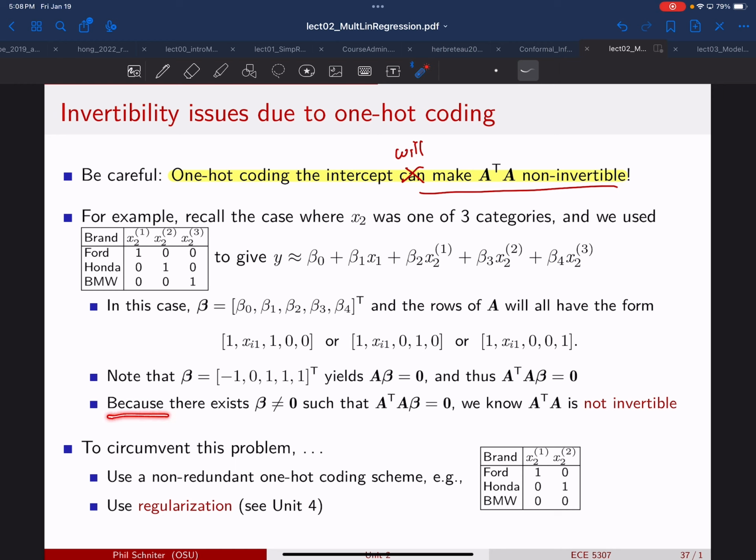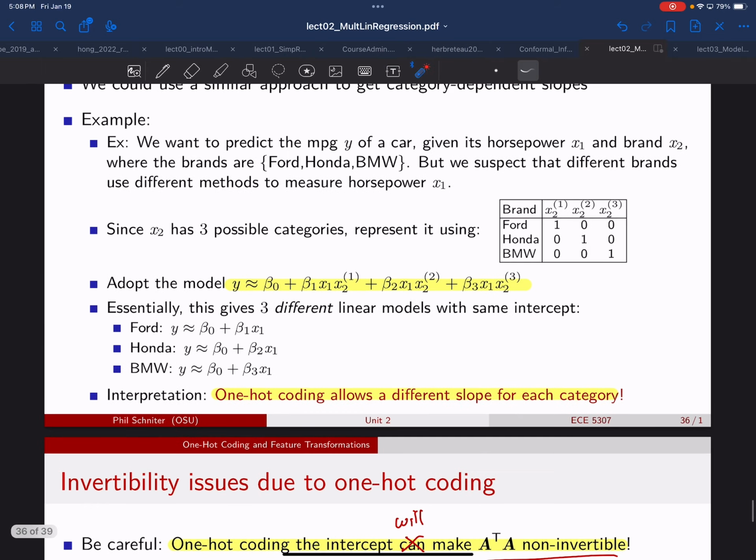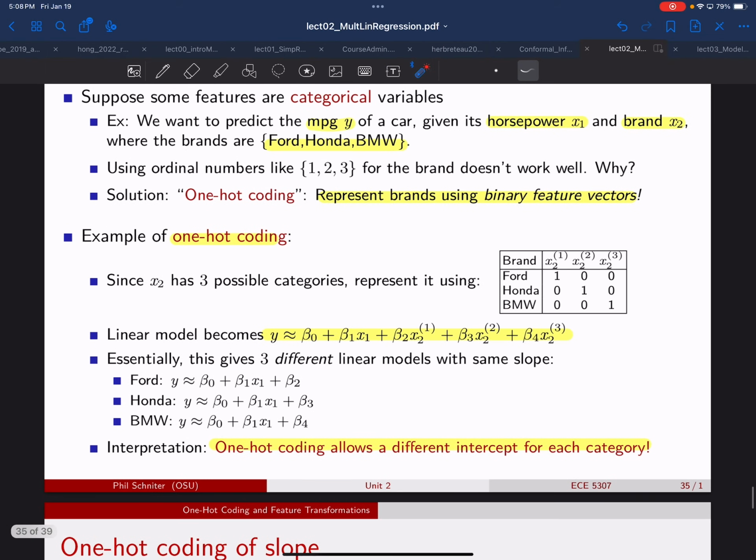So because there's a non-zero vector such that A transpose A times a vector is 0, we know this matrix is non-invertible, and therefore when we want to use it in that A transpose A inverse thing, it no longer works. So this is related to the fact that what we did over here was actually kind of redundant. We have 3 intercept coefficients, right? But we're actually using 4 different numbers to get those 3 things. There's like this extra degree of freedom that we don't really need. That's what's causing us problems.